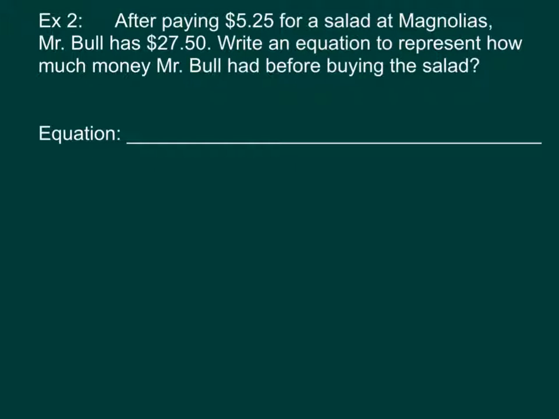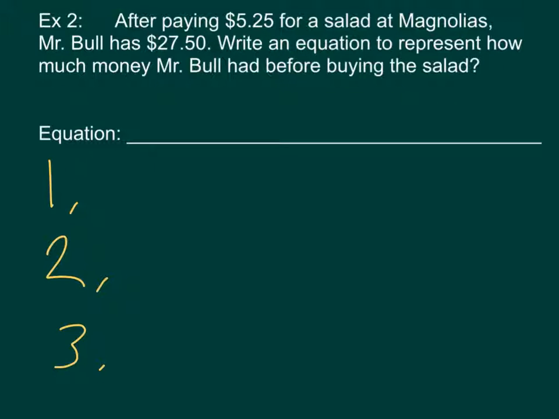Example number 2. Let's write down our things here. 1, 2, 3, if we're actually doing math. Alright. After paying $5.25 for a salad at Magnolia's, Mr. Bull has $27.50 left. Write an equation to represent how much money Mr. Bull had before buying the salad.